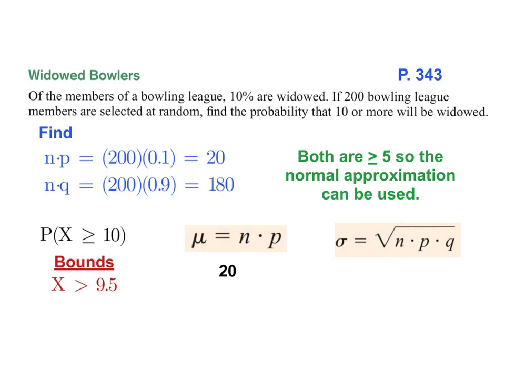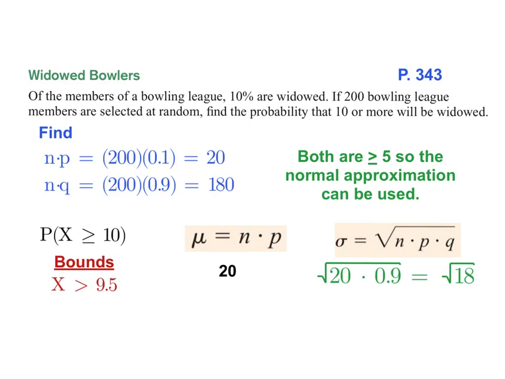So we already know that n times p is 20. So this much right here is 20. Now I just need to multiply it by q, which is 0.9, which we already had to use before anyway. So in reality, I'm taking 20 times 0.9, which is 18, so the square root of 18. And we're going to use the square root of 18.